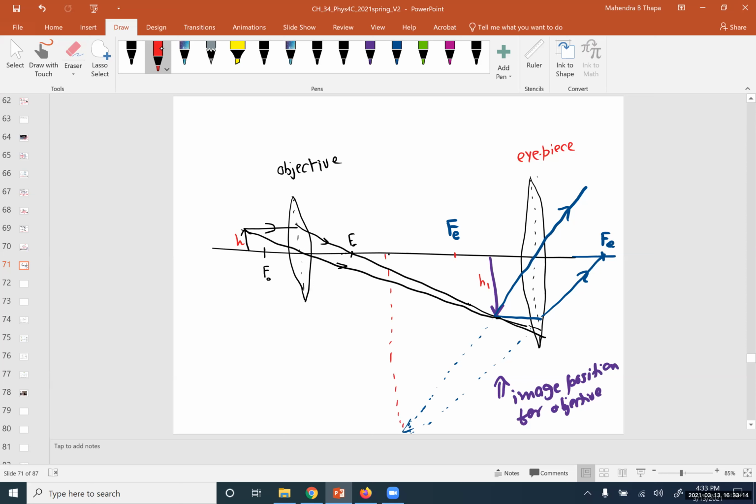My image is not up to scale. So the image will be formed of height h1 prime. This is the final image. So be careful that this is the image for the objective, and at the same time, this is the object for the eyepiece.